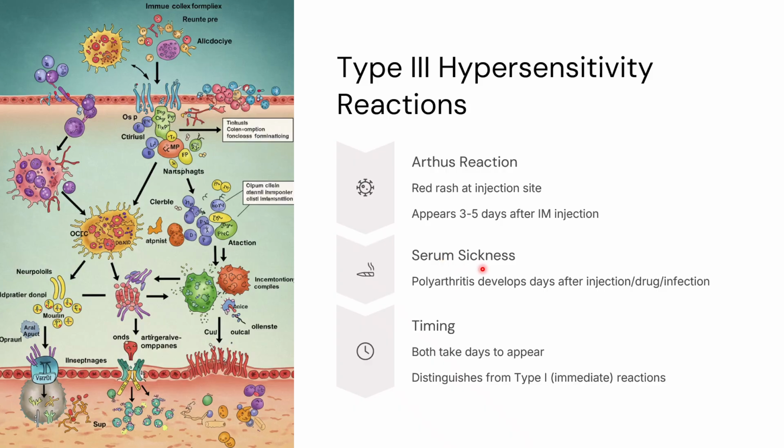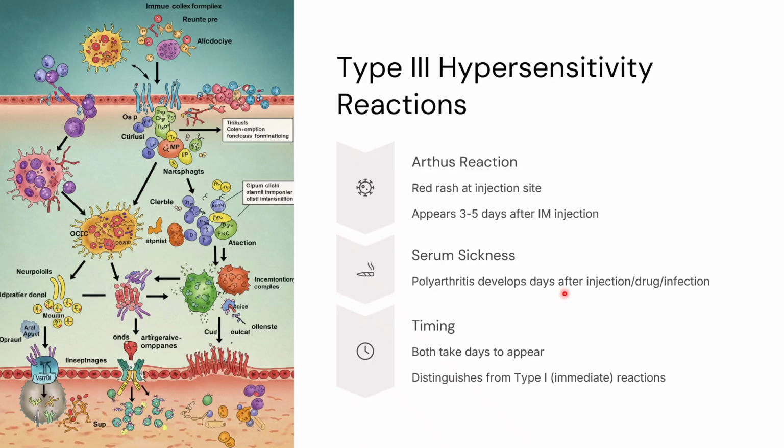Similarly, the polyarthritis that develops after the injection or the drug or the infection is the serum sickness. Serum sickness is basically the systemic illness. So the important concept here is both take days to appear, because it takes days for the immune complex to form and then to get deposited, and then for the symptoms to appear. So this is the key feature to distinguish it from type 1 hypersensitivity or anaphylaxis, where it forms immediately. So the question vignette will be like, a middle-aged female receives IM ceftriaxone and oral azithromycin for pelvic inflammatory disease.